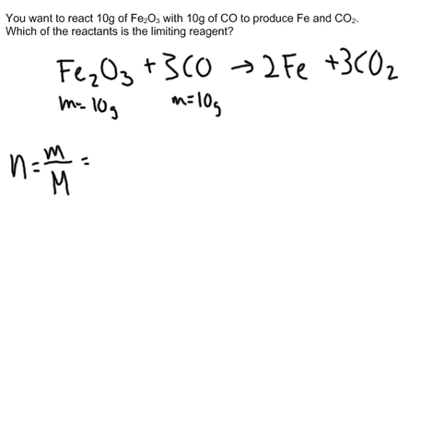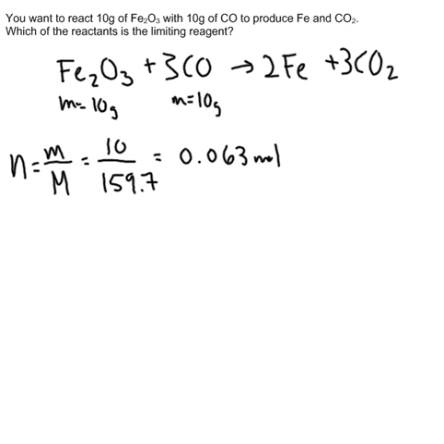So for no good reason, I will use the iron(III) oxide to start with, since it came first in the equation. To find the number of moles, I take the 10 grams and divide it by its molar mass, and I get 0.063 moles.